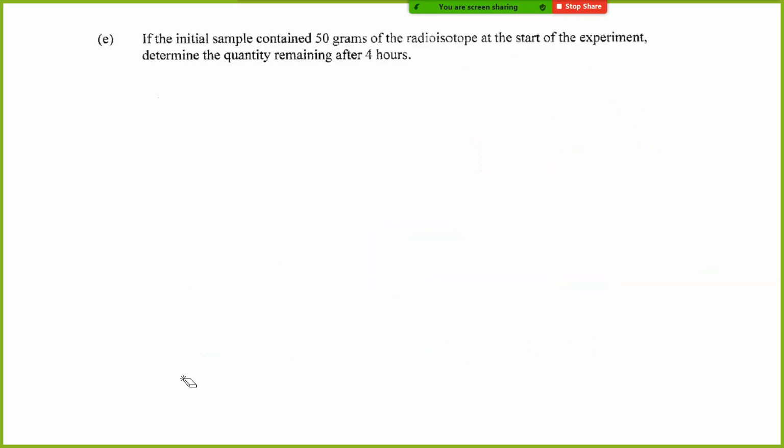Anyways, it says that if the initial sample contains 50 grams of a radioactive substance at the start of the experiment, determine the quantity remaining after 4 hours. So after 4 hours, they want us to find out how much of the substance remains.